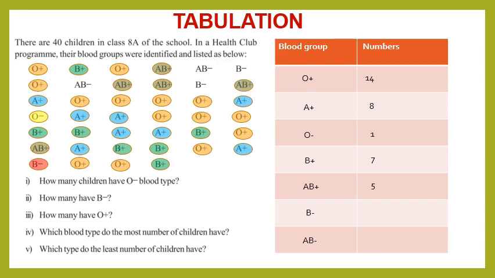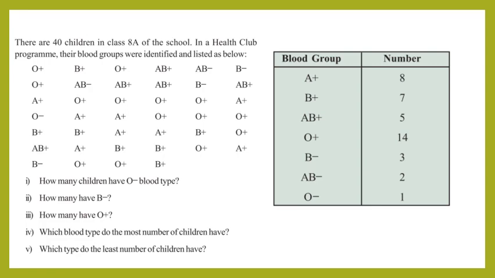Write 5 here. Next is B negative. Count B negative. 1, 2, 3. Write 3 here. And the last, AB negative. Only 2 are left. Then write 2 here. Now, can we answer all questions easily? Let us try these questions again. Here I arranged all the blood groups in a particular order. Positive blood groups are arranged on the top and negative blood groups on the bottom side.